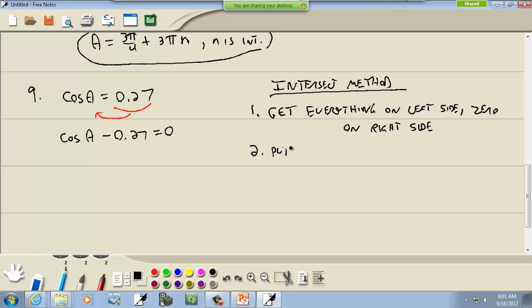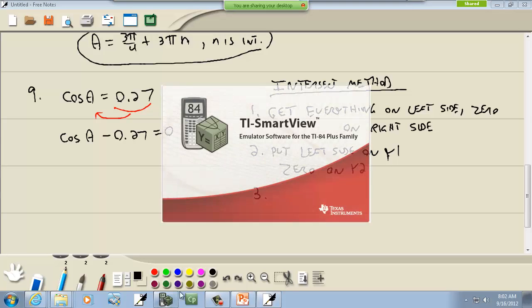Second step, put the left side on y1, 0 on y2. This process doesn't work unless you actually do that. Now what I'm talking about with y1 and y2, to go to our TI-83, TI-84 calculator.